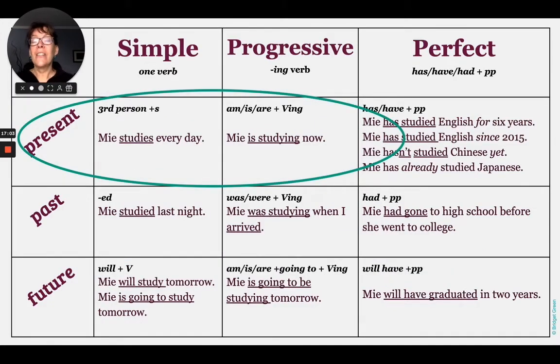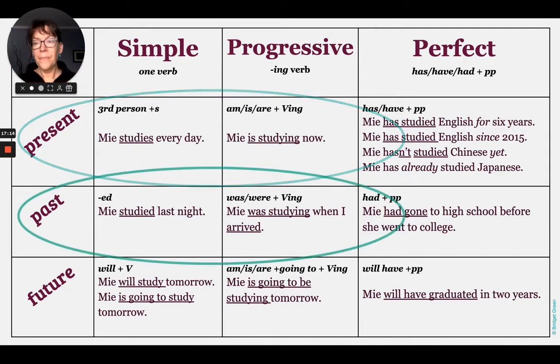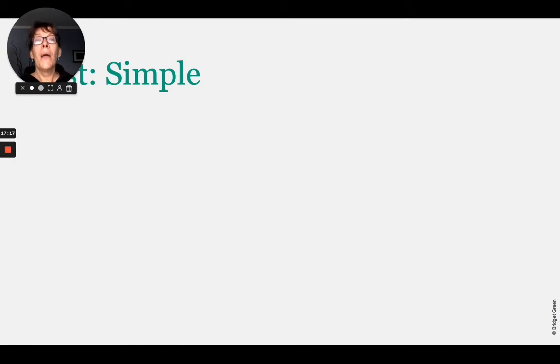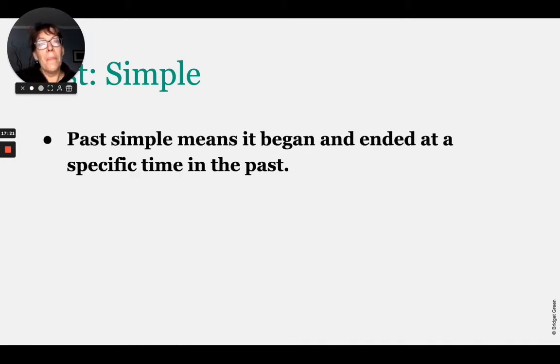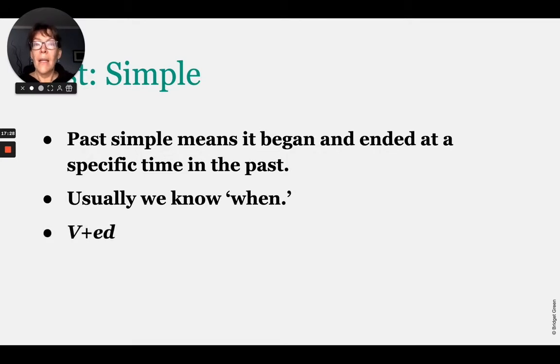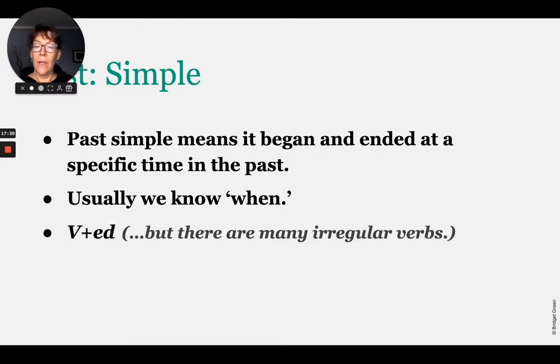Okay. So present simple and progressive. Remember, the simple one is about a general truth, and the progressive is happening at the moment. Right. Now let's talk about the past. Past simple and past progressive. Past simple means it began in the past and it ended in the past, right? Usually we know when. And it's the verb plus -ed, okay? But there are many irregular verbs. I know you know these, but let's review.